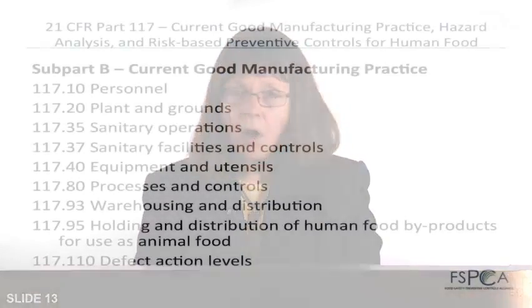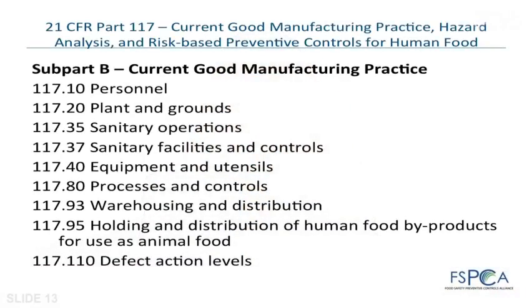The different sections of Subpart B, the CGMPs, are shown in this slide. All but one of these were found in 21 CFR 110. The new provision is 117.95, and these are the GMPs for holding and distribution of human food byproducts for animal food, and I'll talk a bit more about this in a minute.